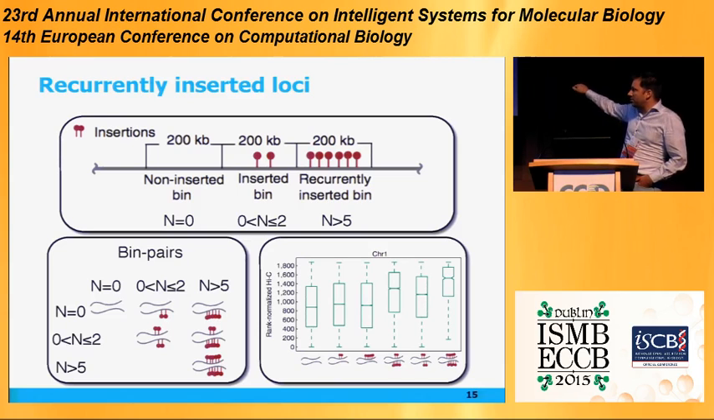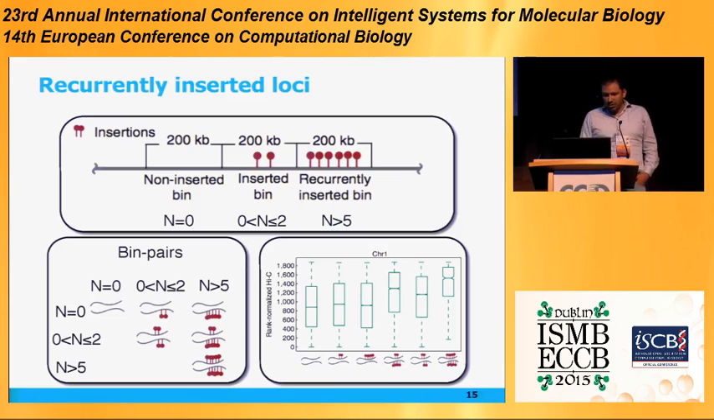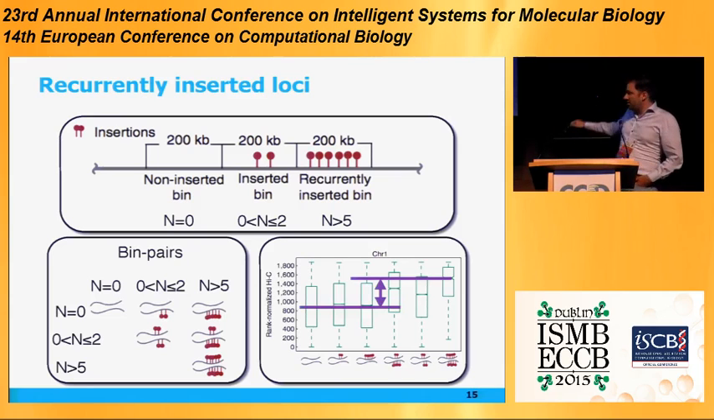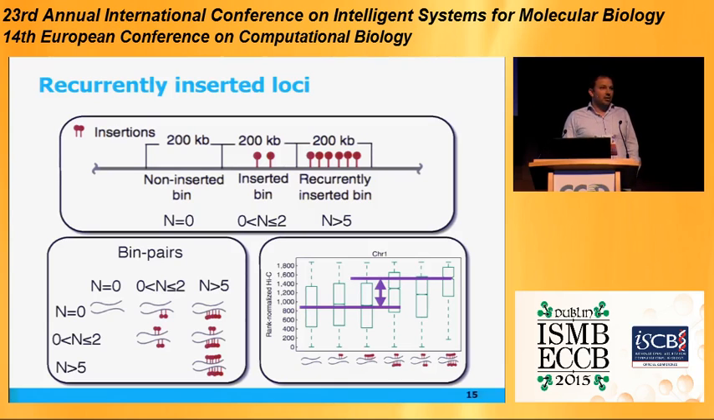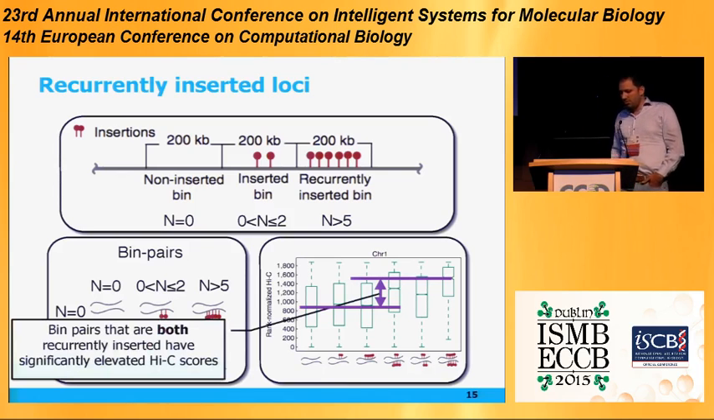These are the combinations, this is the Hi-C value, and what we observe is that for the cases where both bins are recurrently inserted, there are elevated Hi-C scores. So they're more co-localized than the others. We can also do this for the remaining chromosomes.